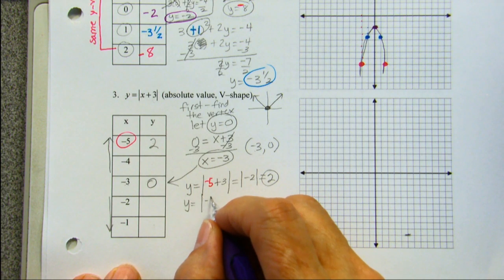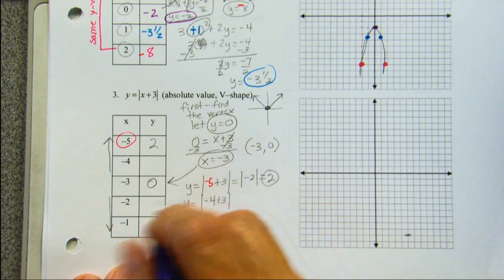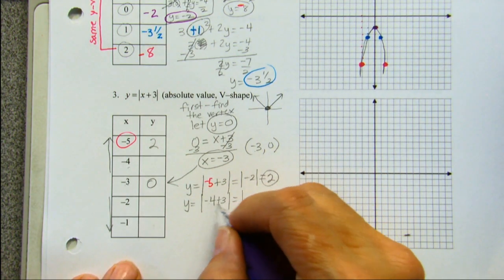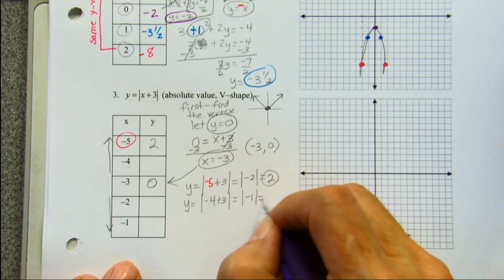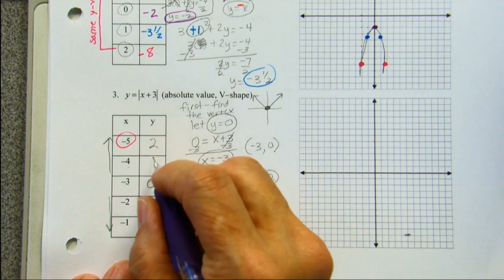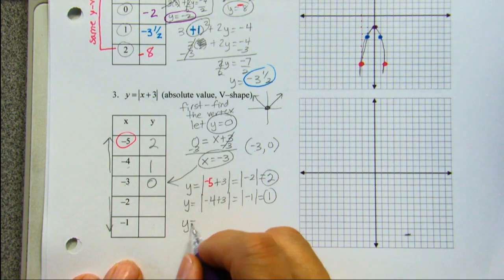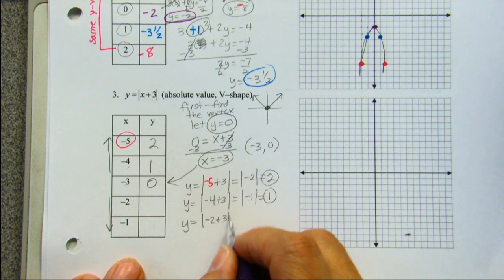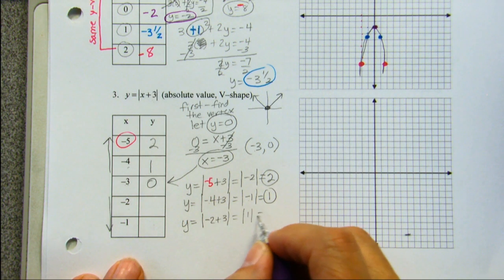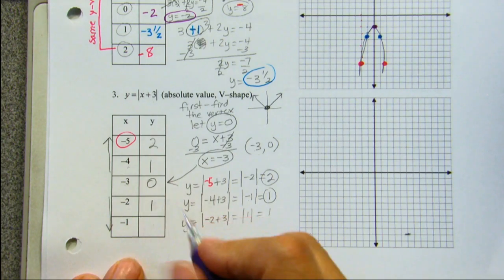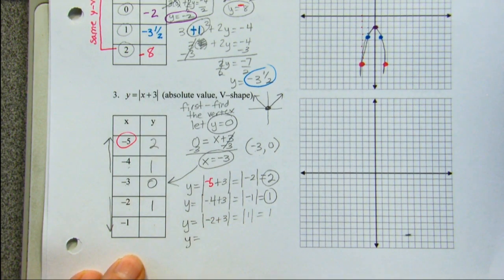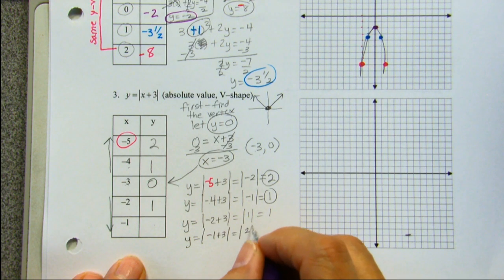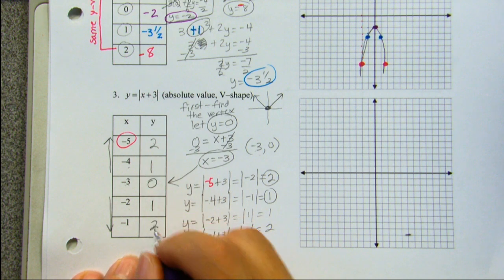y equals the absolute value of -4 plus 3. Go into my next number. The absolute value of -4 plus 3 is -1. The absolute value of -1 is 1. Plug in -2. -2 plus 3 is the absolute value of 1, which is 1. And then the absolute value of -1 plus 3 is the absolute value of 2, which is 2.